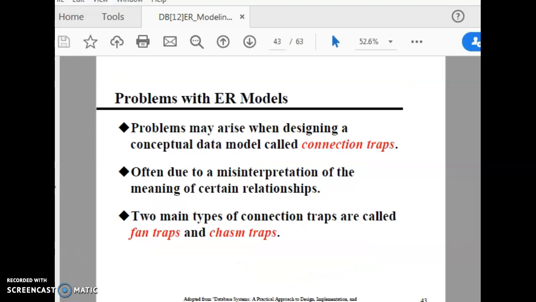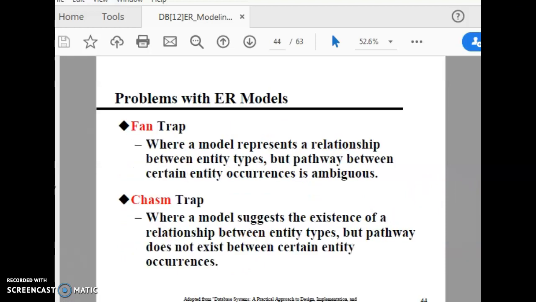So, this is about what is cardinality and participation in structural constraints. Next topic, problems with ER models. That means what are the problems that arise in ER models. Problems with ER models are called connection traps, and these occur due to a misinterpretation of the meaning of certain relationships. There are two types of connection traps, fan traps and chasm traps. First one is fan trap.